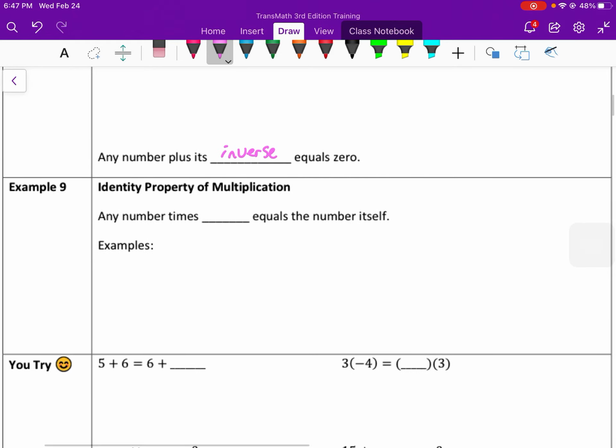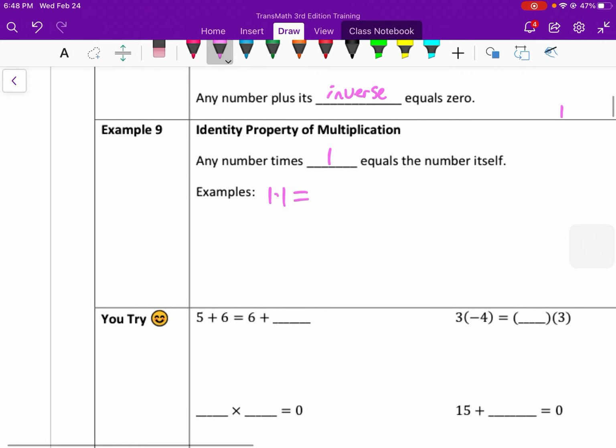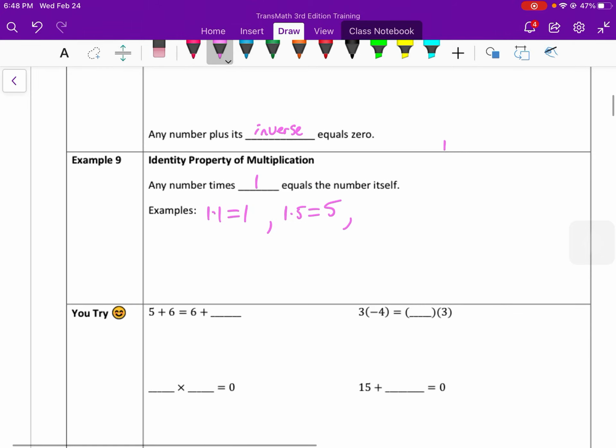How about the identity property? So the identity of the real numbers would be 1. So any number times 1 equals itself. Well, let's check. What is 1 times 1? We have one grouping of 1. That is 1. Okay, so that one might be simple to look at. How about if we have 1 times 5? When we have times, it's how many groups of? 1 times 5. How many groups of 5 do we have? We have 1. So 5.